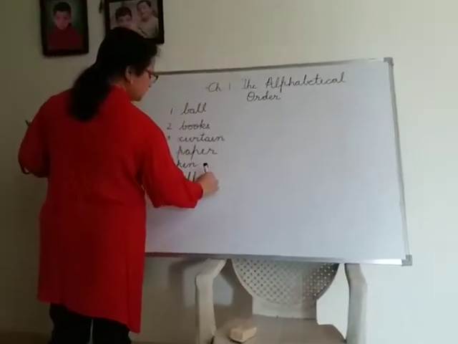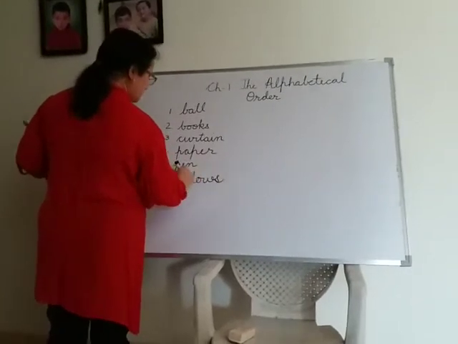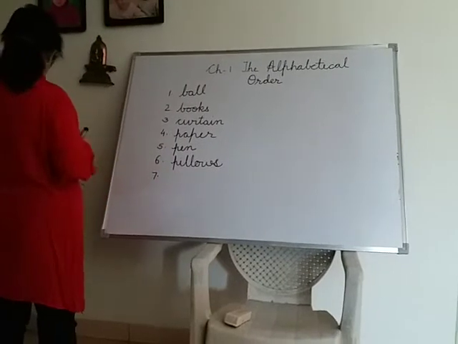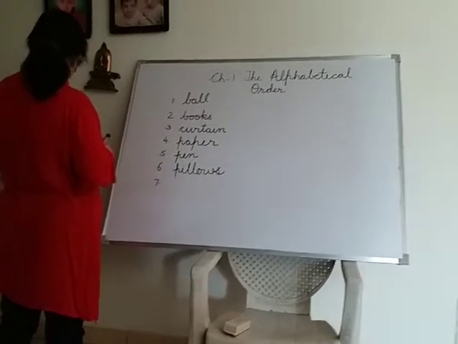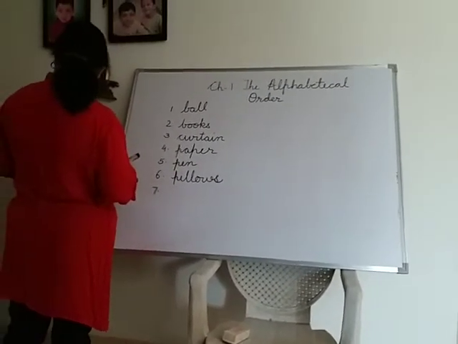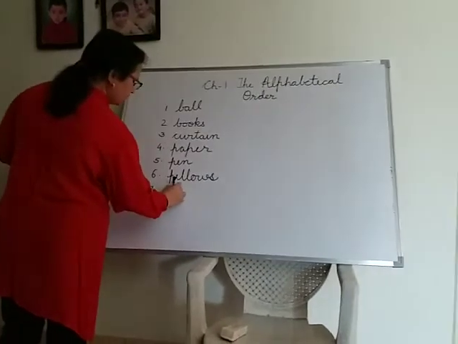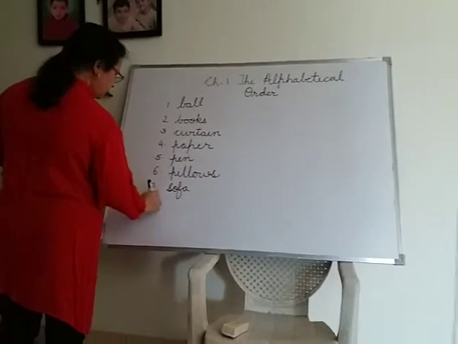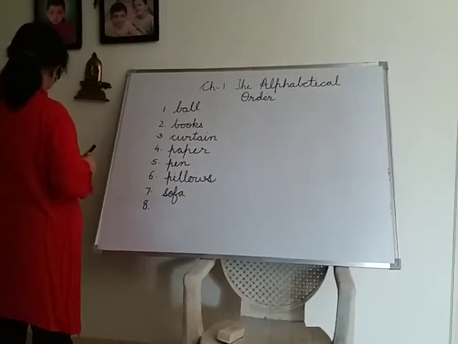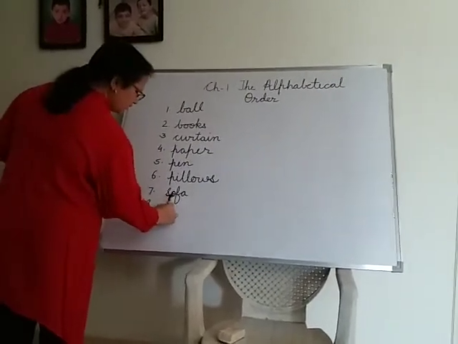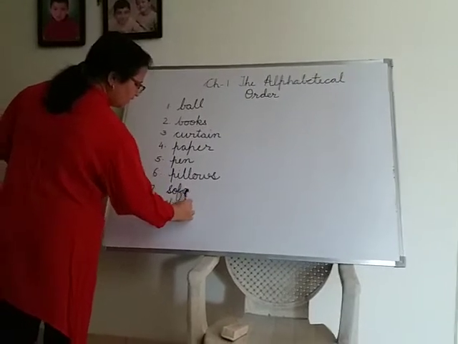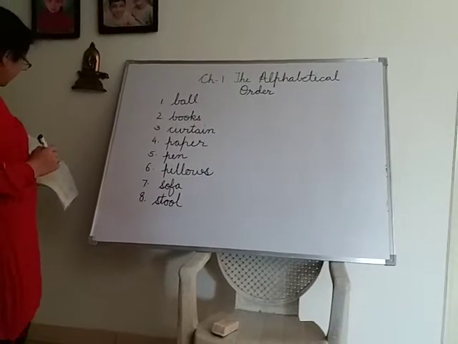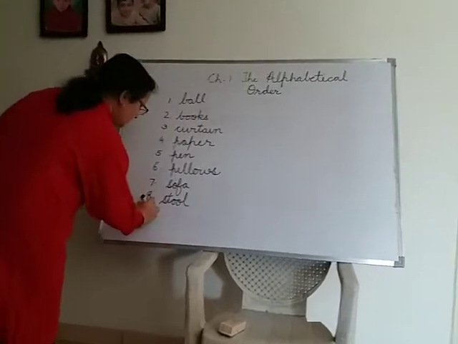So you will also put number 6, pillows. Then next, number 7, after P, there is alphabet S. So number 7 is sofa. S-O-F-A, sofa. Then number 8 is stool. S-T-O-O-L, stool. And then number 9 is after S, what alphabet comes?